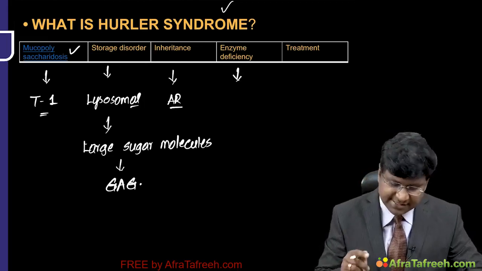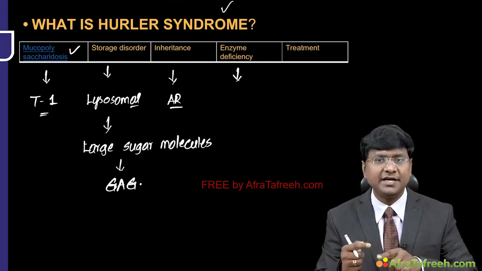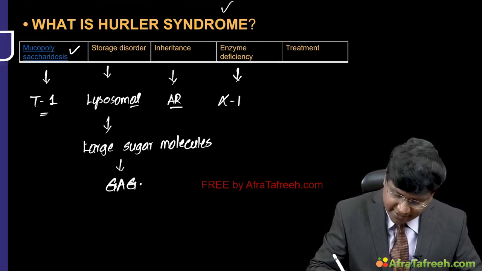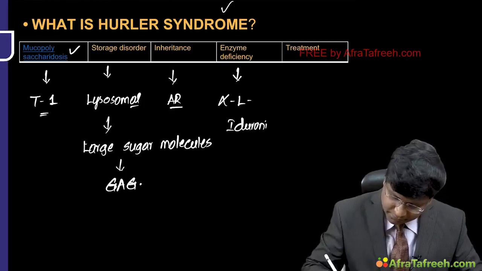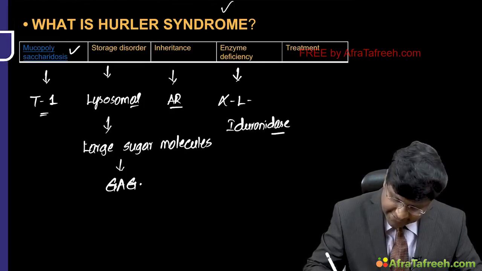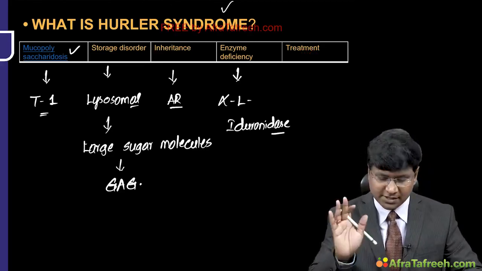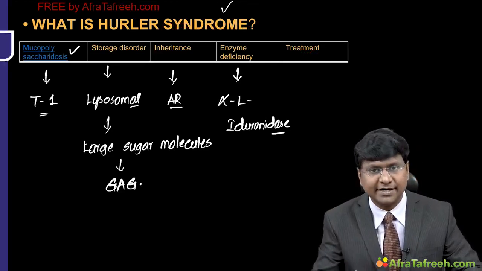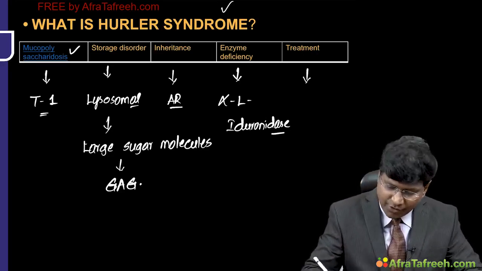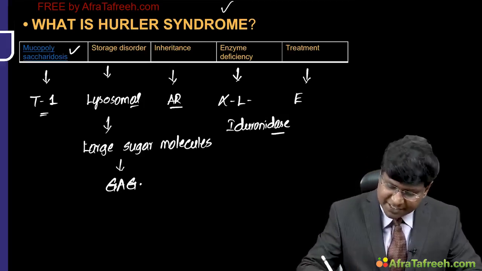Next, this Hurler syndrome is mainly due to an enzymatic deficiency, and the enzyme which is deficient is alpha-L-iduronidase. Right, alpha-L-iduronidase is the enzyme which is deficient in Hurler syndrome, causing accumulation of the complex carbohydrate, that is glycosaminoglycans. And how do you treat? The treatment is that alpha-L-iduronidase enzyme replacement has to be done.